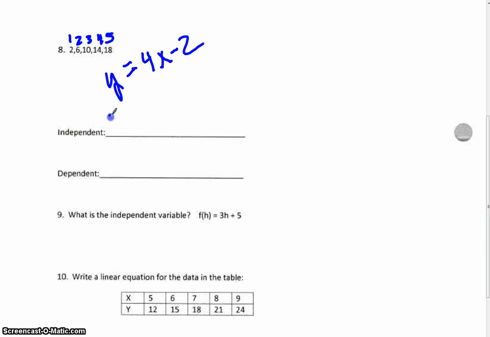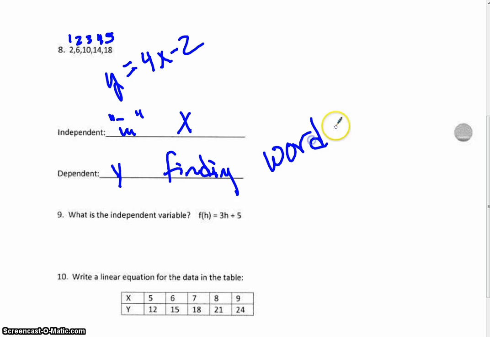Remember that independent is in the problem. It is your X. Dependent is your Y. It's what you are finding. And it's going to be either words or letters. So looking at number 9, what is the independent variable? It's in the problem. H is the one that's mixed in, so H.